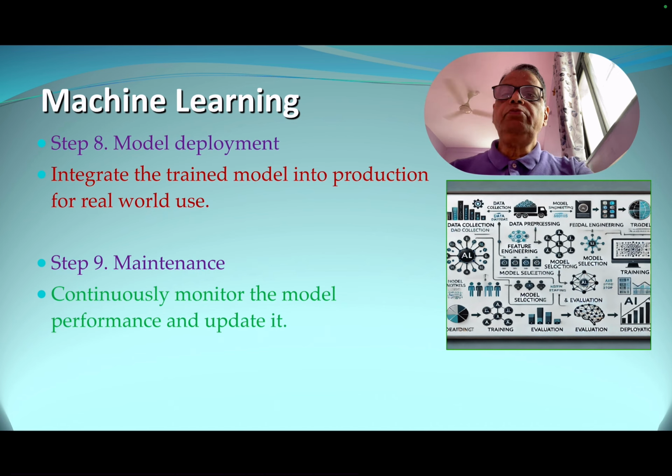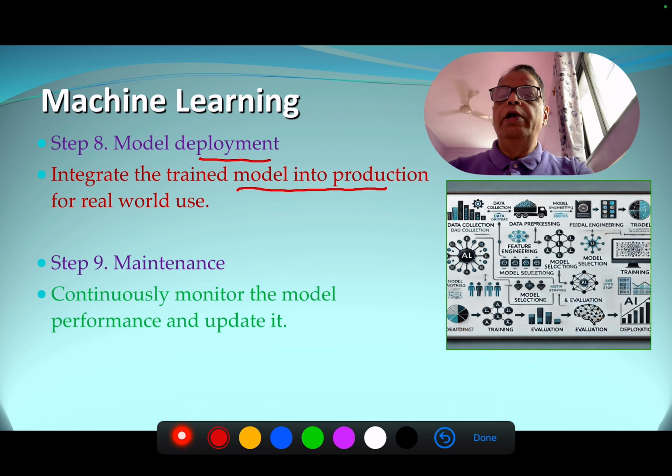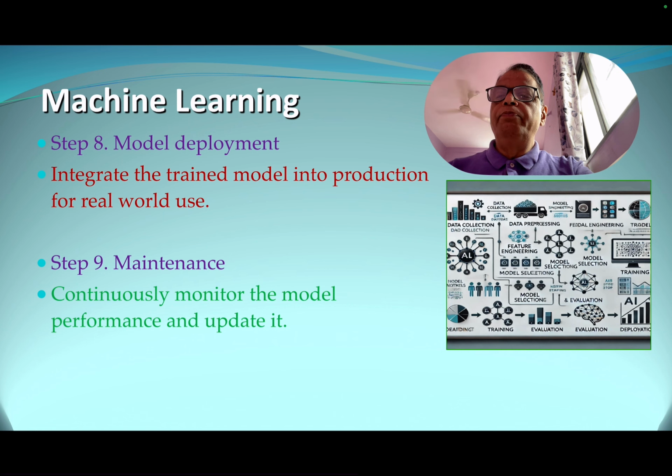In step 8, we will deploy the model. So once you have an appropriate model ready with you, then you can deploy it. You need to integrate the trained model into production so that people can use it. Whenever you want to use it in the real world, deployment is very necessary, and development alone will not be sufficient. You need to maintain your model by continuously monitoring the model performance. And whenever you feel that the model performance is not appropriate, then you can update the model so that it will perform as per the requirement.